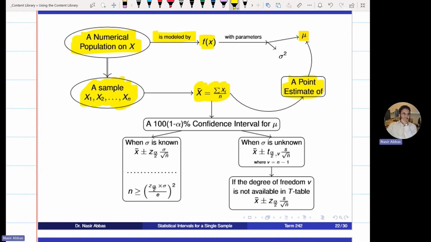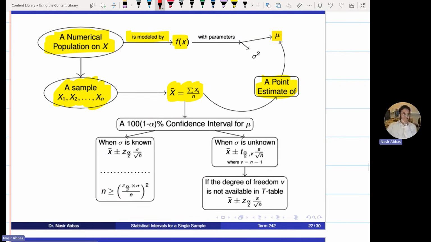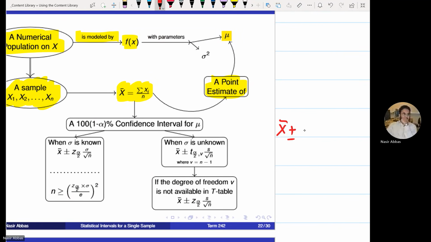Then you say we don't stop at the point estimate. We add something to the point estimate, we subtract something from the point estimate, and that point estimate becomes an interval estimate. The something that you add or subtract is called a margin of error, right?